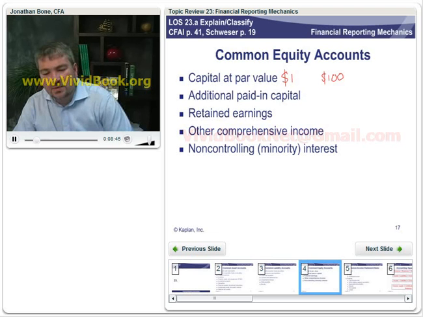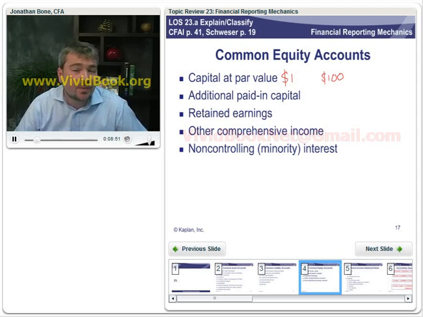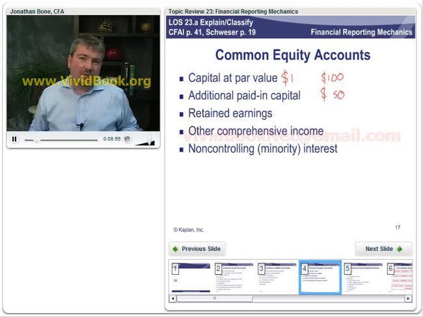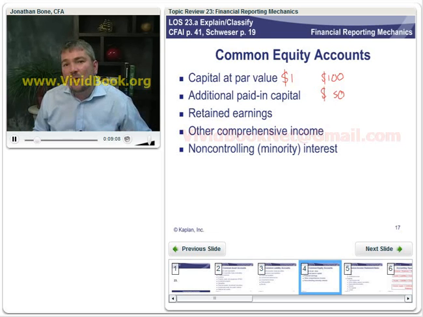Well, that's where additional paid-in capital comes. Any amounts over and above par when you issued shares goes into additional paid-in capital. Now, typically under international accounting standards, rather than calling it additional paid-in capital, often what you'll hear it being called is the share premium account. So essentially, capital at par plus additional capital represents the cash that the company has raised when it issued shares.